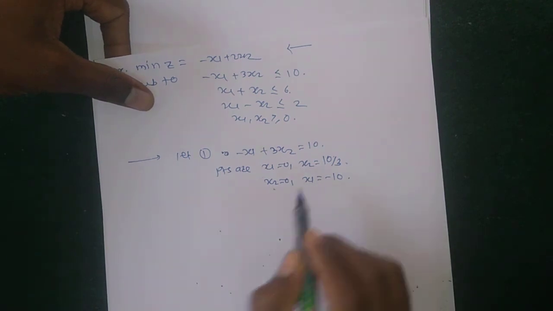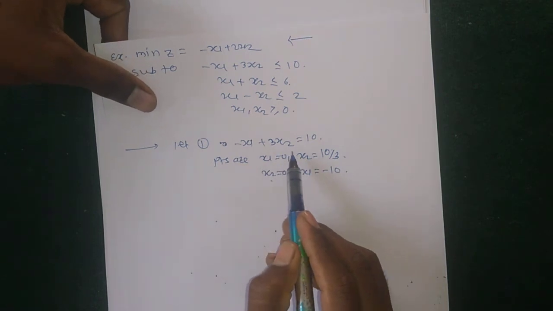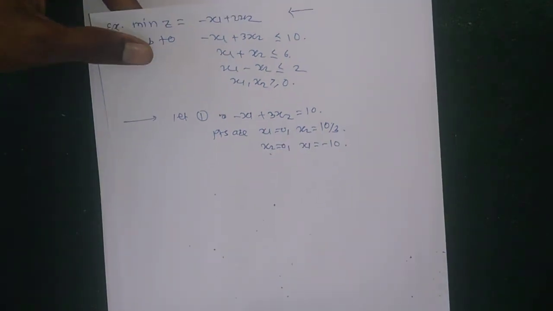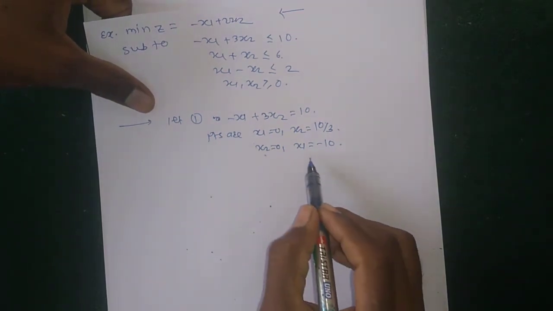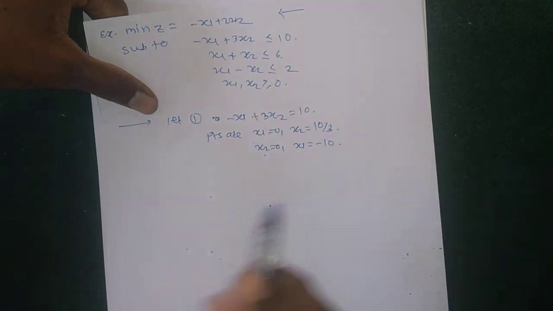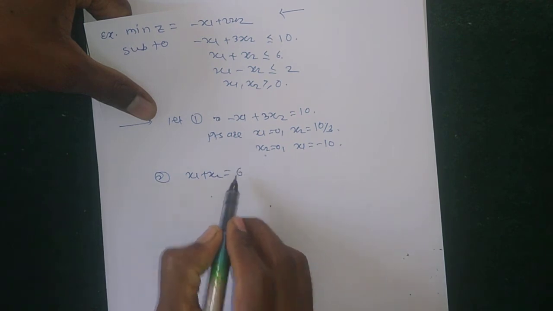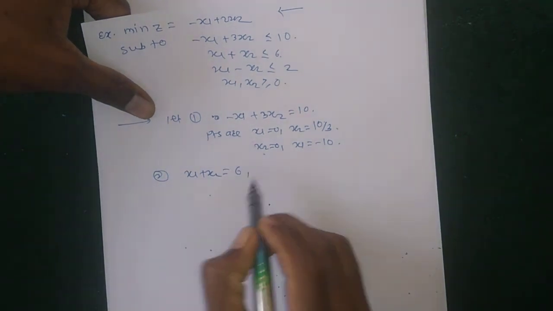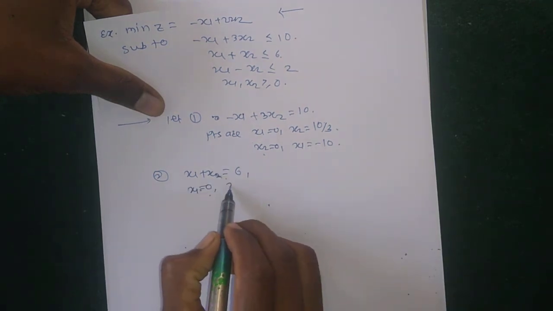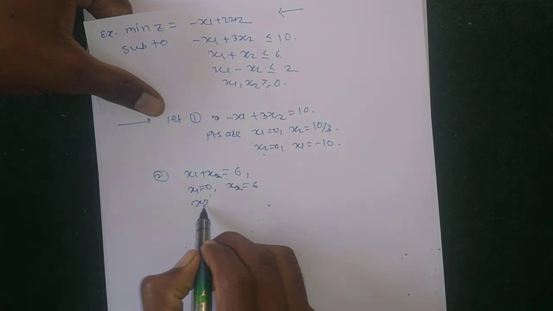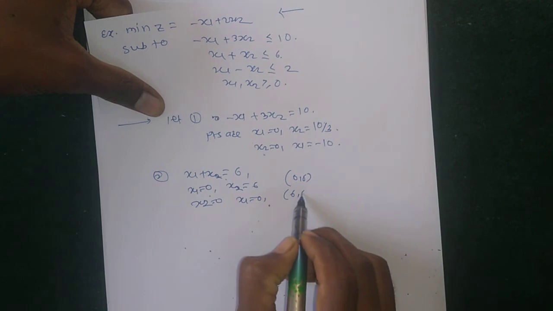Here, minus x1 plus 3x2 is equal to 10. When x1 is equal to 0, then x2 is equal to 10 by 3, and when x2 is equal to 0, then x1 is equal to minus 10. For the second constraint, x1 plus x2 is equal to 6. Their points are already found in the previous example. When x1 is equal to 0, then x2 is equal to 6, and when x2 is equal to 0, then x1 is equal to 6. So here points are 0, 6 and 6, 0.